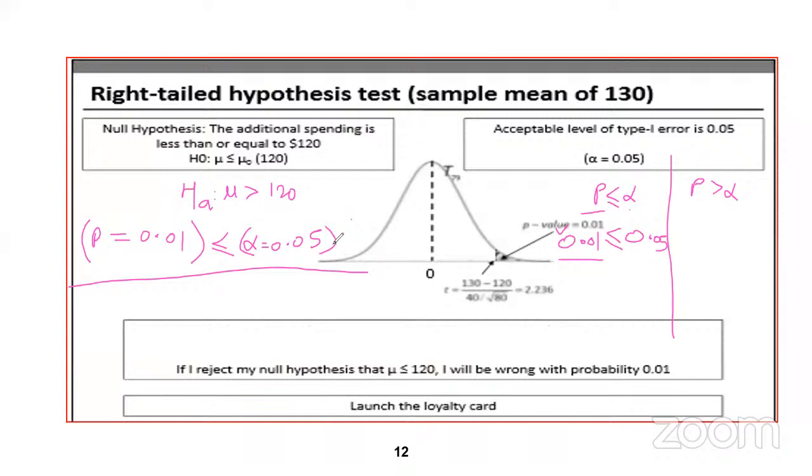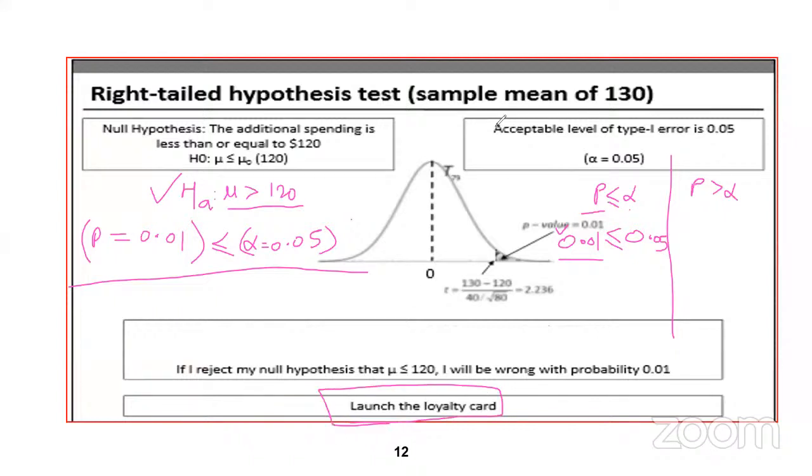Same scenario is happening over here. 5% was the allowed error. The calculated probability of error is less than that. That means we should definitely take an action. Taking an action means the alternate hypothesis. The alternate hypothesis says that the mean spent of the customers will be greater than $120. So we are going to launch the loyalty card program.